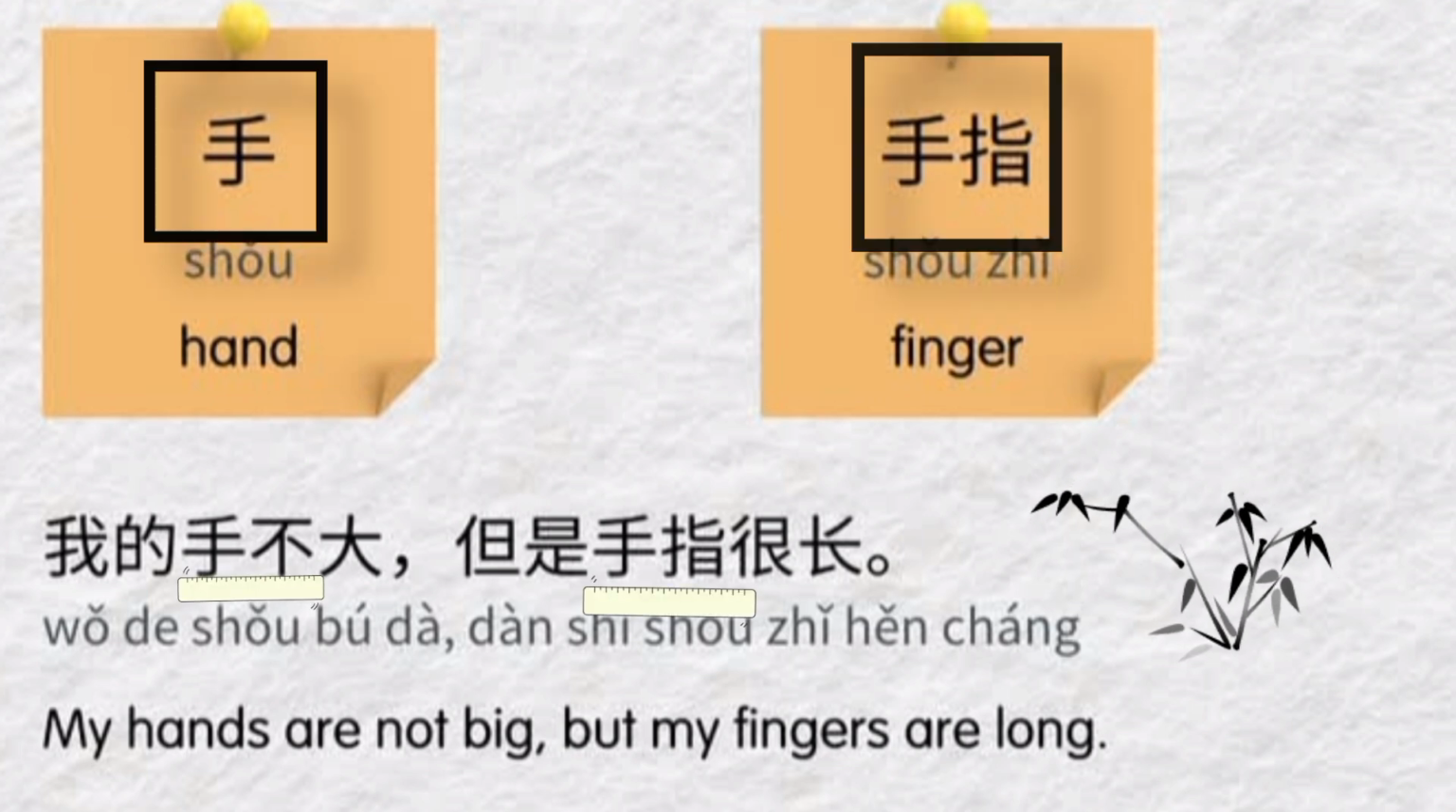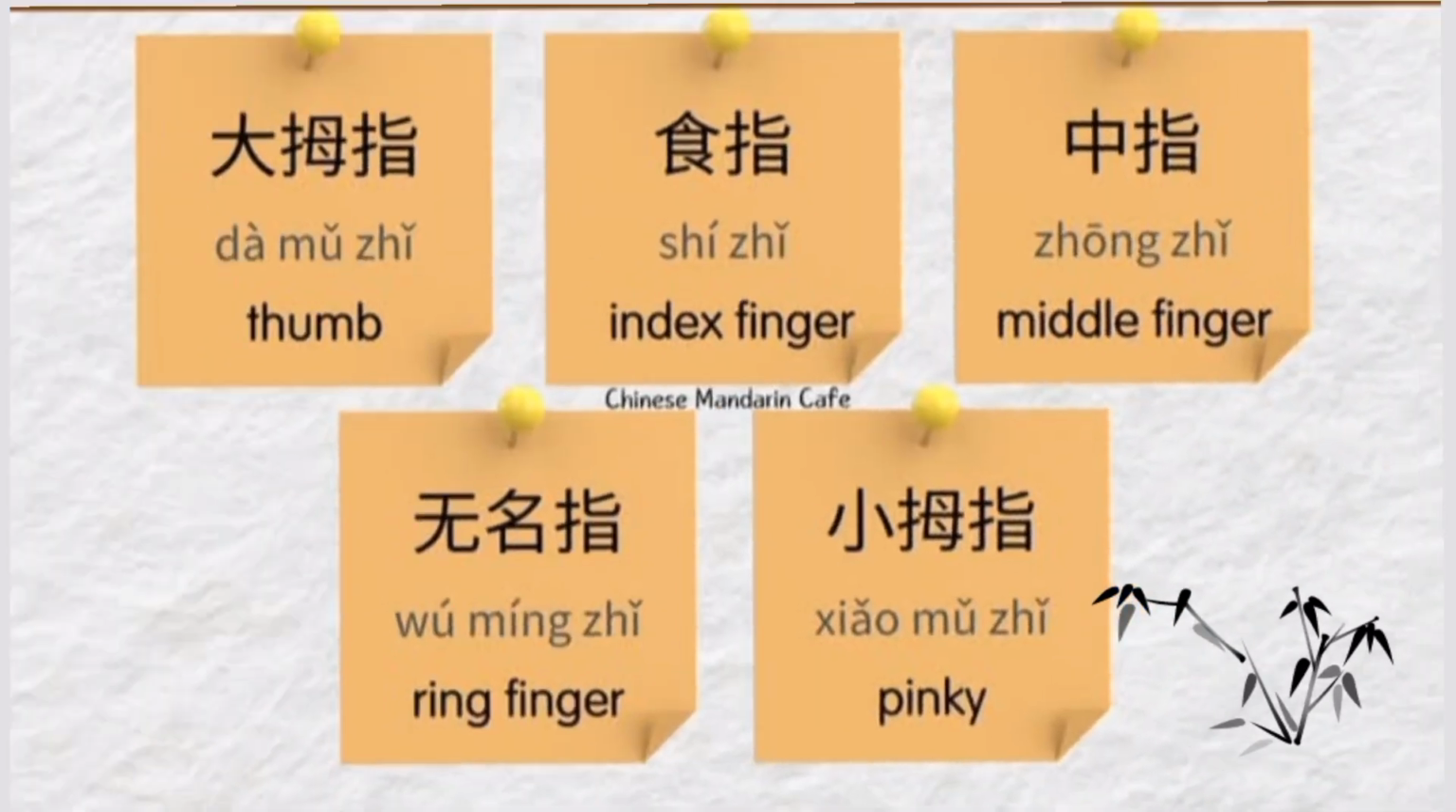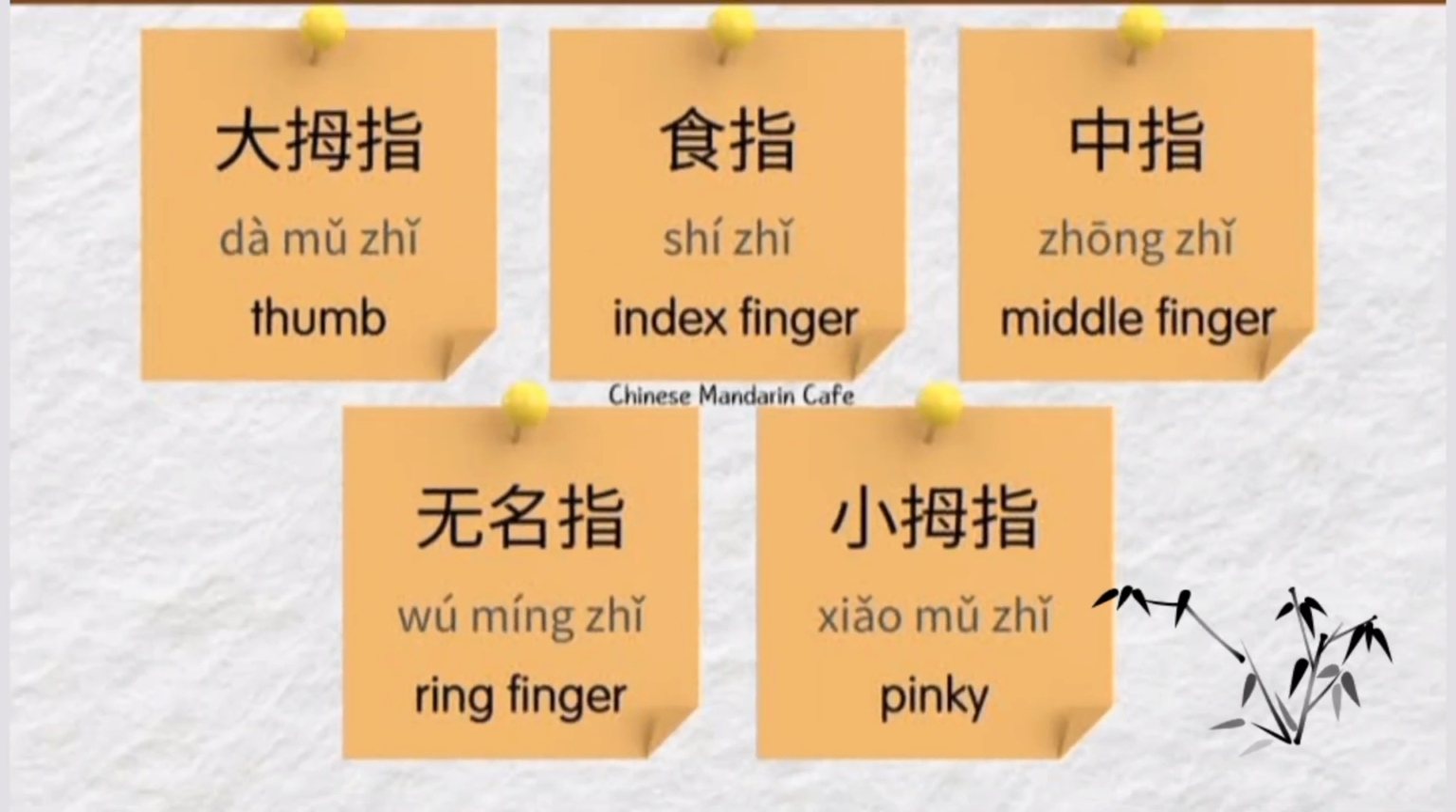Let me highlight the words we just learned. 手，手指. Here it is, you learned it. Now let's talk about the five fingers' names.